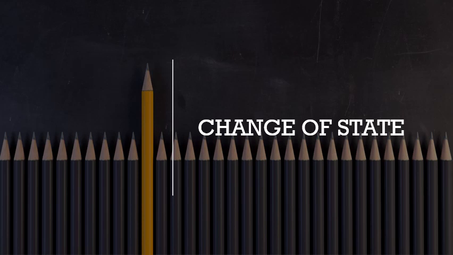Next is change of state. Now we understood that we have three different states, that is solid, liquid and gas. Now we will understand how the change of state happens, like from solid to liquid, or from liquid to gas, or from solid directly to gas. All these kinds of changes keep happening around us.